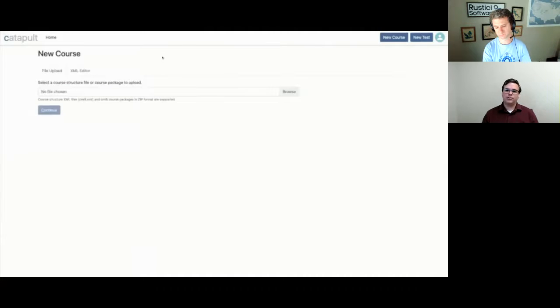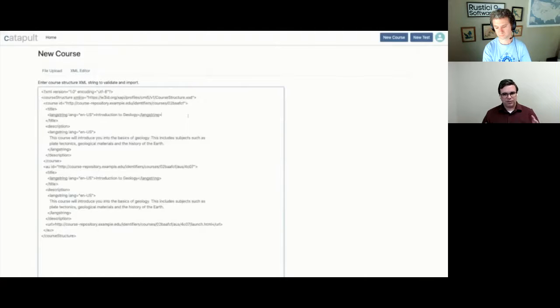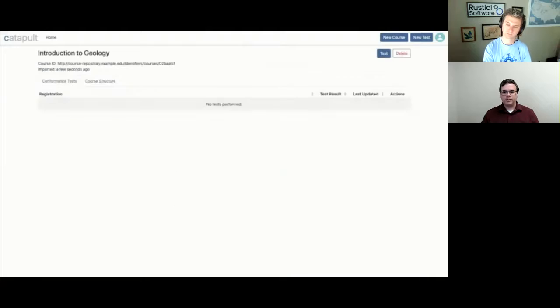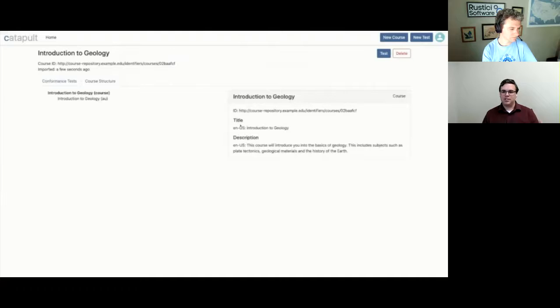So to make a new course for testing, we'll press that new course button. We'll be given the option to either upload a course package or provide a course structure directly, cmi5.xml. Here's a simple course structure. We directly paste it in, and then we import and are in the course structure view. You can see details about the course itself. You can see the IDs and the titles, both at the block level and at the AU level.